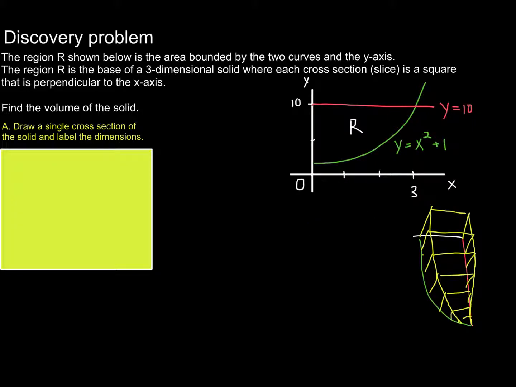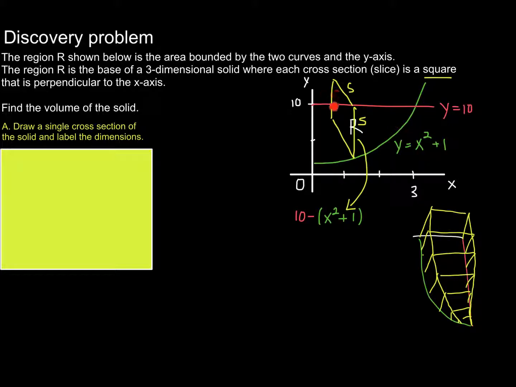Alright, so let's see how close you came. What we're going to do is sort of go step by step. So complete each of these steps on your own, then press play and we'll take a look at them together and we'll actually find the volume of this solid. So first, draw a single cross section of the solid and label the dimensions. So a cross section you can think of as a slice of this solid, and I want you to actually draw it on the graph here.